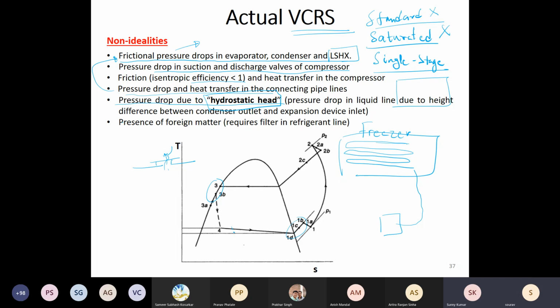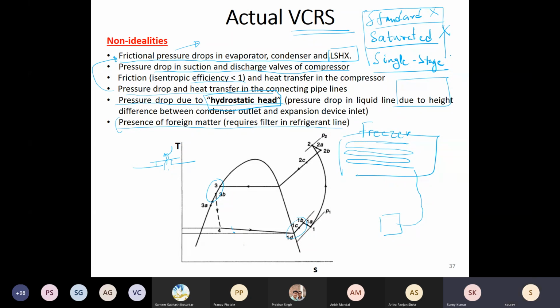Okay, and then again, students who will come to the lab will see that we always place a filter in the line. So even there is pressure drop across the filters. We also have a dryer just to absorb any moisture in case, while filling the refrigerant, there is some entry of air along with moisture. Just to capture that moisture also, we have a filter-cum-dryer. So this is again a very small amount of pressure drop, but everything plays a role, which we don't consider when we discuss the ideal thermodynamic cycle, standard saturated single stage systems.